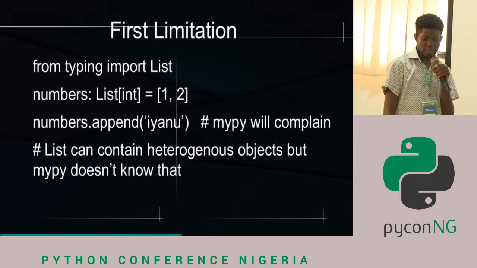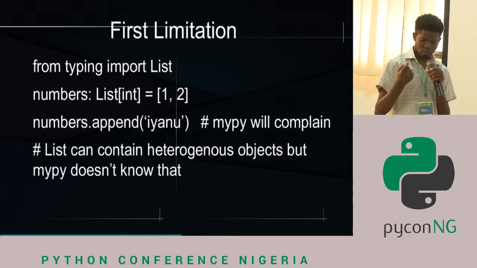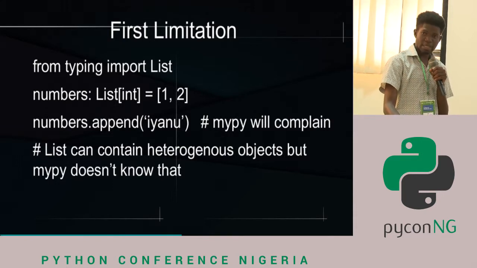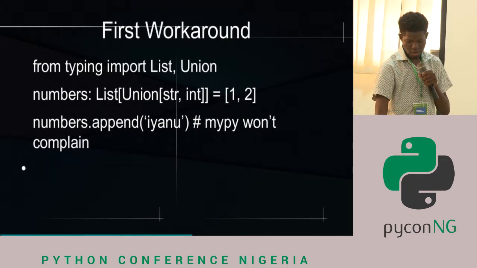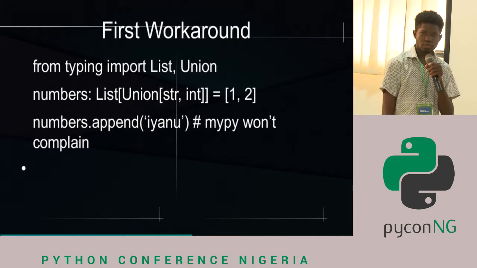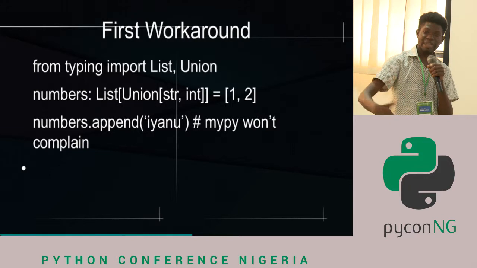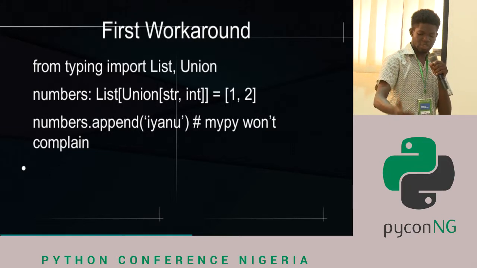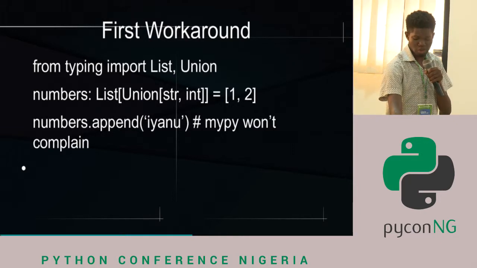There are some limitations with typing for now, and then there are workarounds, which I will explain. For instance, I mentioned a list that takes in integer objects, and you want to append a string here. mypy will complain, because I said a list is a heterogeneous object. So this is a workaround: you use a union. A union is, if you are familiar with mathematics, either a string or an integer, and you can list as many types as possible, such as string, integer, float, or even a list. The union shows that it is one of these types, and mypy will not complain again.